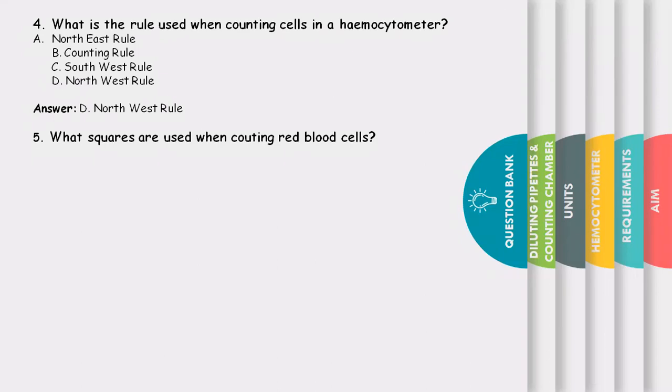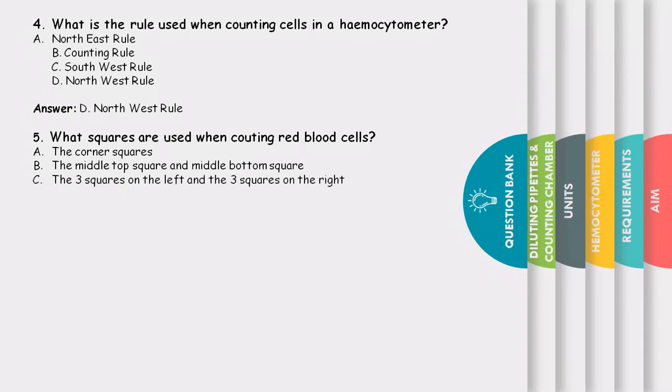Next question. What squares are used when counting red blood cells? A, the corner squares. B option, the middle top square and the middle bottom square. C option is the 3 squares on the left and the 3 squares on the right. And D is the middle square. And the answer is the middle square. And the corner squares are used to count the WBC in the 10x and RBC in the 40x.